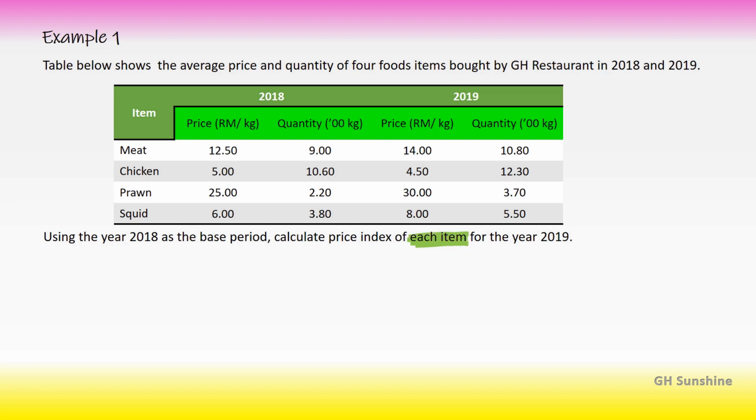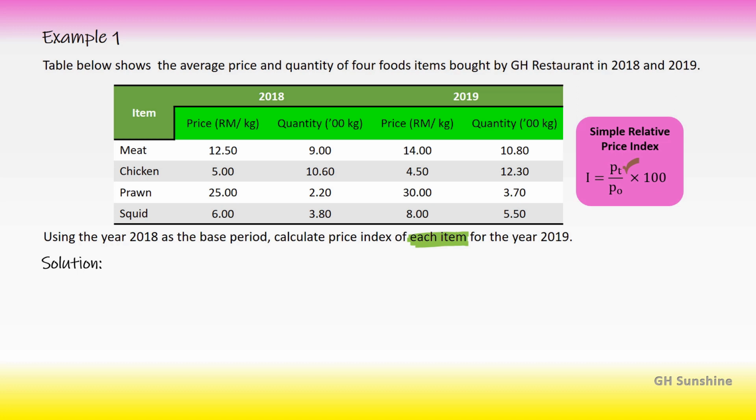So based on the question, what you need to do is to calculate the simple relative price index. Okay, so by looking at the formula, identify what is the PT. Recall back, PT is the current price. Meanwhile, P0 is the price of the base period. So, look at the table. Where is PT? So, PT is here. This one. Next, P0. P0 is based on 2018 here. Okay, then proceed to calculate.